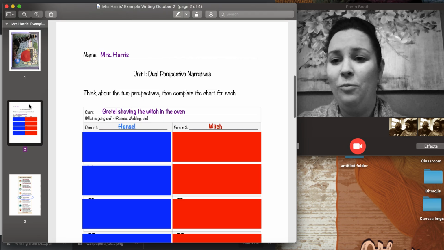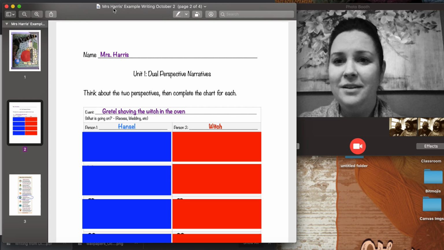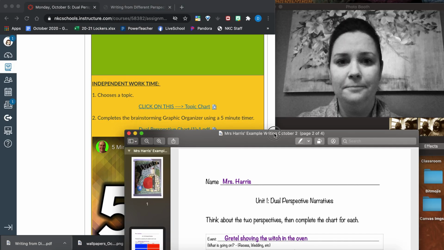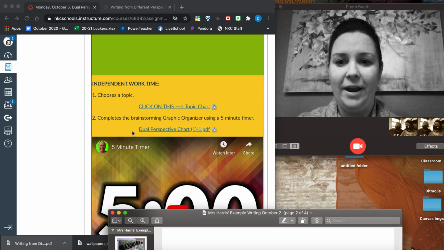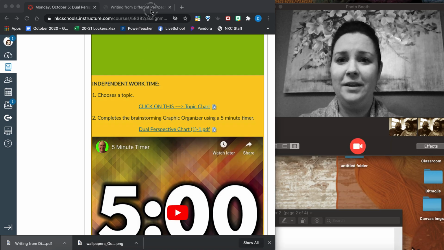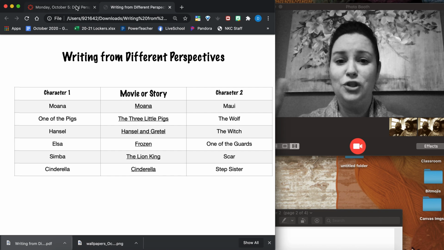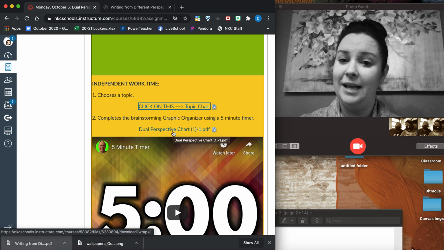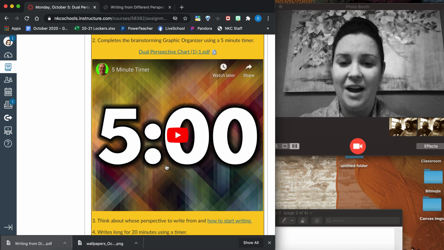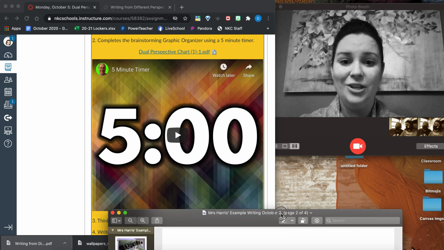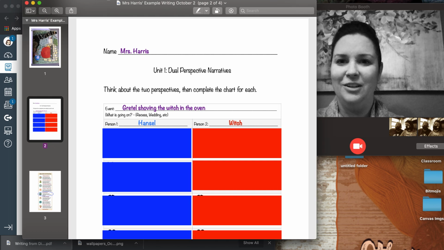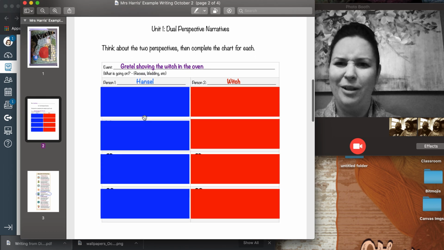So my next step was to grab our graphic organizer. So looking at your lesson today, that's going to be right here. So step 1, choose a topic using this page. Step 2, you're going to brainstorm on the dual perspective chart that you guys just used last week. Don't forget to set a 5-minute timer. And I did just that. Let me share with you what my brainstorming looked like for Hansel and Gretel. I won't make you sit here for a full 5 minutes while I do that, though.